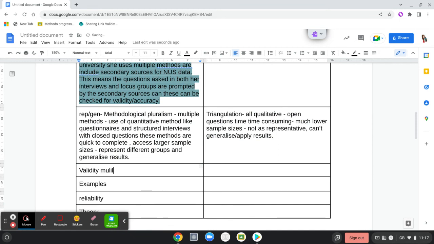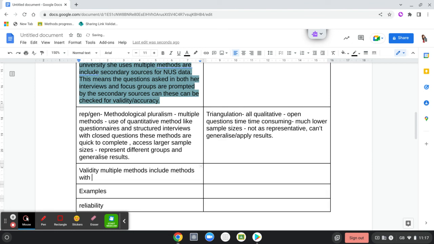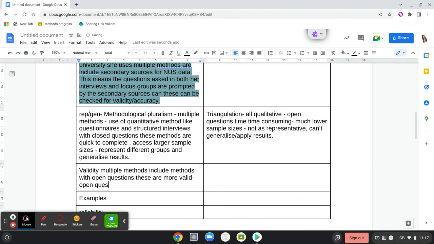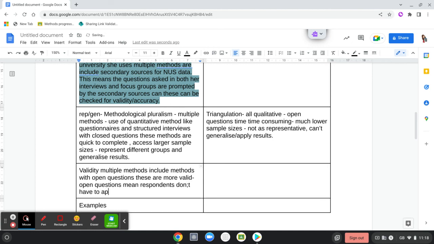If the multiple methods include methods, say methods a lot, methods with open questions, these are more valid. So if it uses multiple methods with open questions, these are much more valid. Open questions mean respondents don't have to approximate answers.